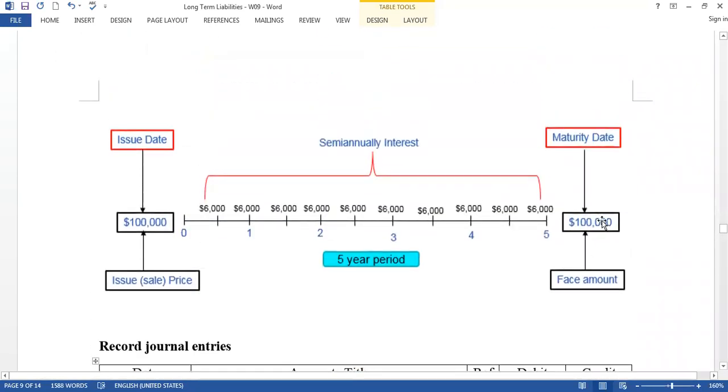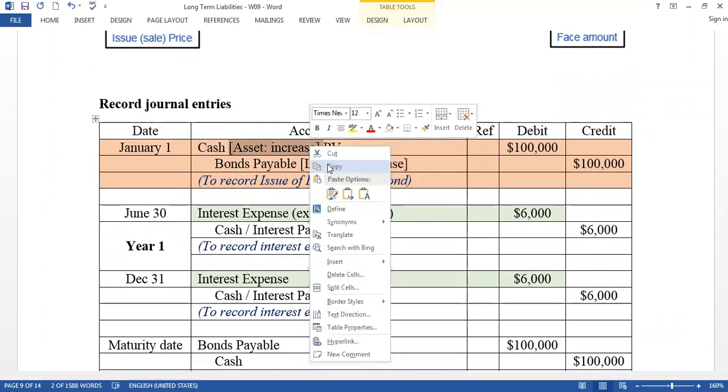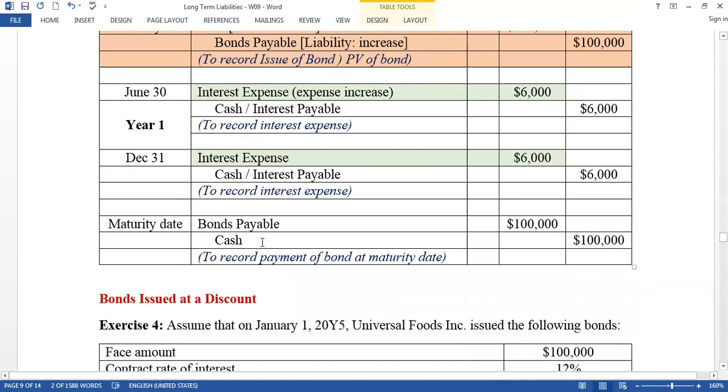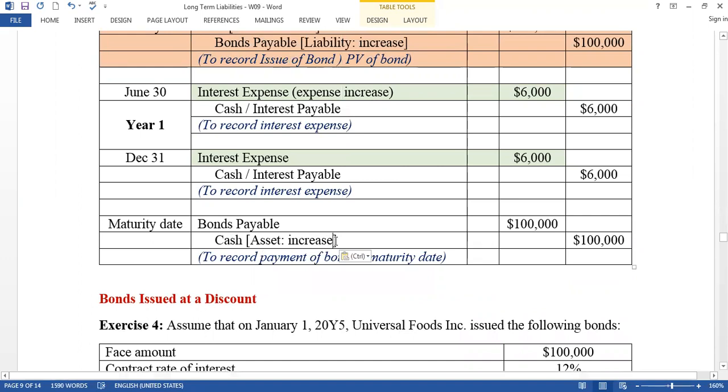Anyway, what will happen at the maturity date? I told you that the maturity date is the opposite of today, right? Today you receive cash, your asset increases, but 5 years later, when you are going to pay cash, your asset is going to decrease. Asset decrease, okay?